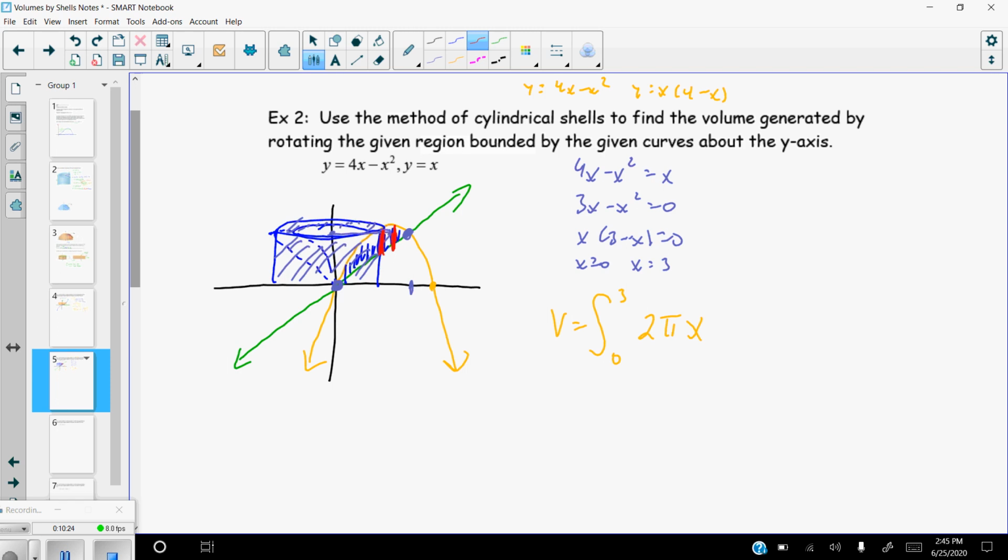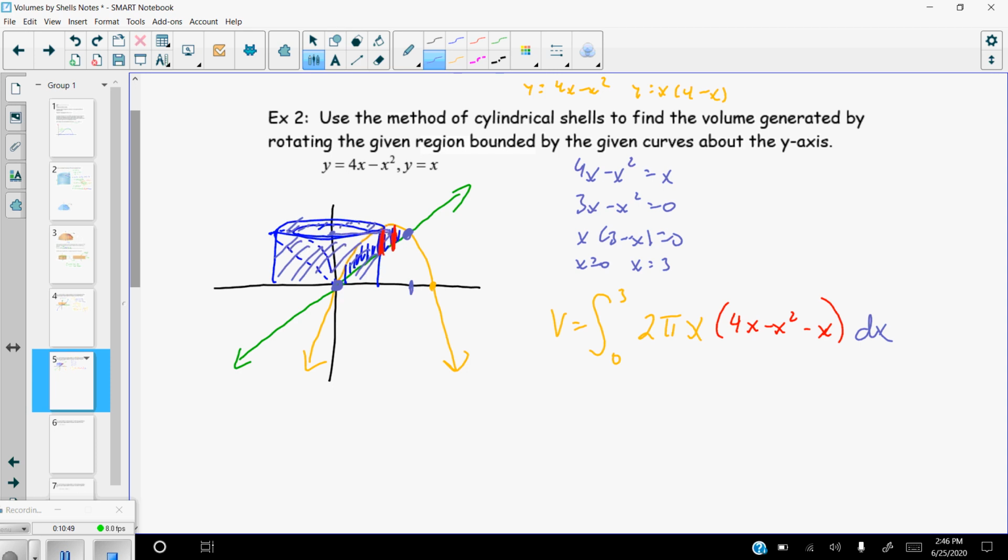It doesn't always go all the way down to the axis. So the height here is going to be the difference between these two. The height is the top one, which is 4x minus x squared, minus the bottom one, which is minus x. Okay, that's the height. And then dx, of course, is our thickness.